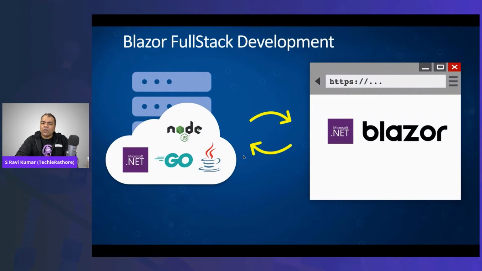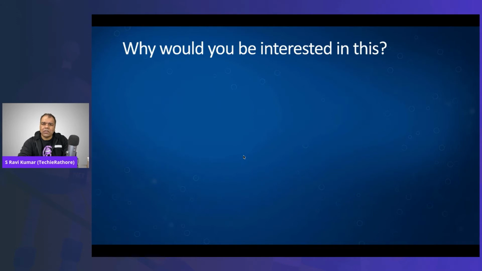When we talk about Blazor full stack development, it works like this: you have a backend which you can write in .NET, Go, Node.js, Java, whatever technology you want to choose. You can write your backend code in that technology, and in the front end code, you can use Blazor to communicate between these technologies. So why should you learn Blazor? Why should you be interested in learning Blazor?